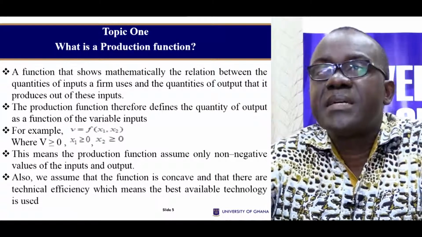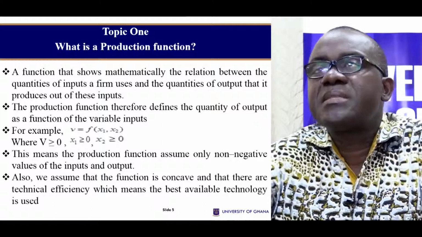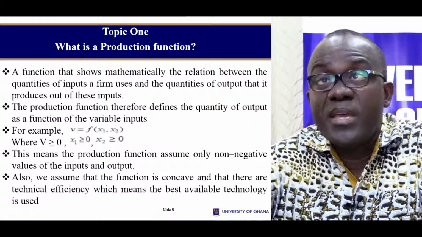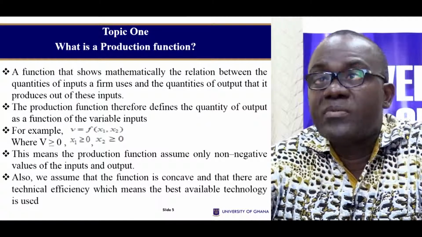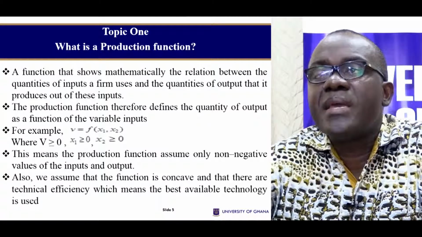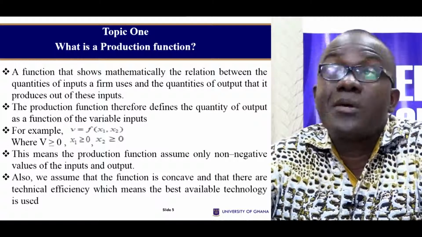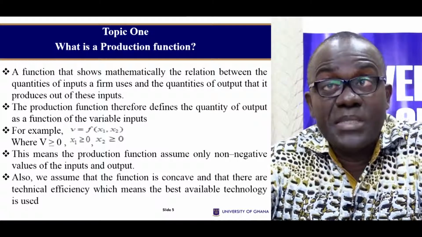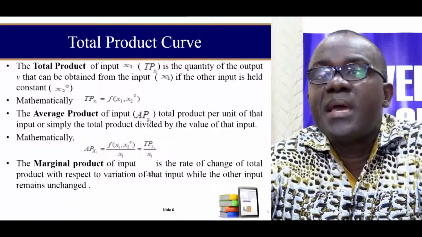Now, what is a production function? It's a function that shows mathematically the relationship between the quantity of inputs that a firm uses and the quantity of output that it produces out of those inputs. If we look at a very simple function as we have over here, like you're producing y from, let's say, x1 and x2. x1 can be land, x2 could be water. In our simple example, we assume that whatever comes out is positive. The inputs are all positive, and these are standard assumptions that we make in economics.